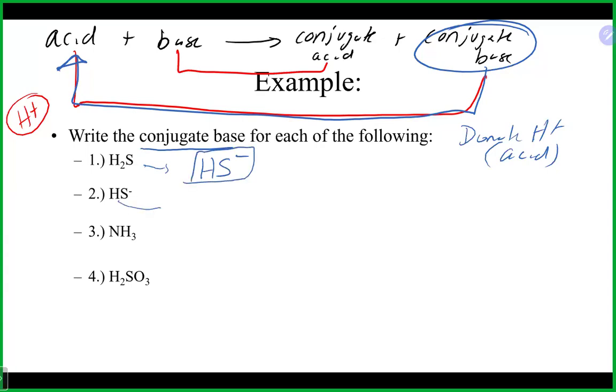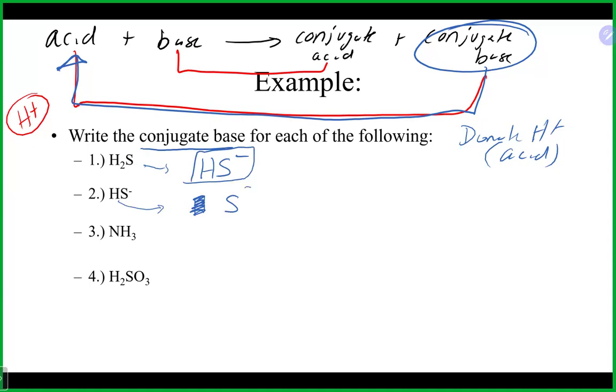Now, starting with HS minus, we're again going to lose a hydrogen, which means I shouldn't write hydrogen there. We're going to lose the only hydrogen that we have left. And obviously at this point, we started with a -1. We lost the positive charge, so we become one more negative.